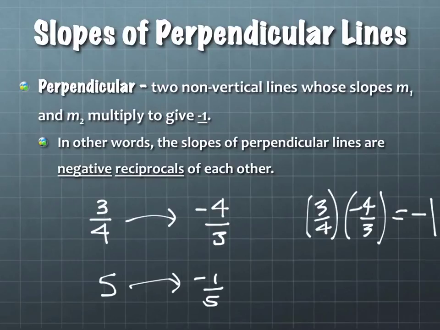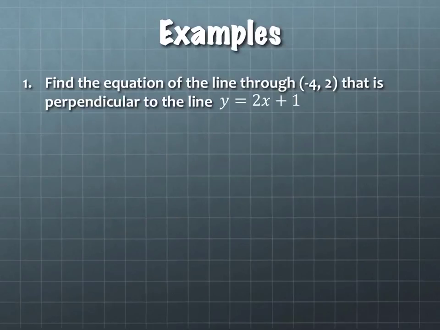All right, so what we're going to do next is we're going to be given some descriptions about lines, and we're going to create a line that has certain properties. So our first one says that we're going to find an equation of a line through the point -4, 2 that is perpendicular to the line y equals 2x plus 1. And I'm going to show you and remind you a couple of different ways to actually do this.